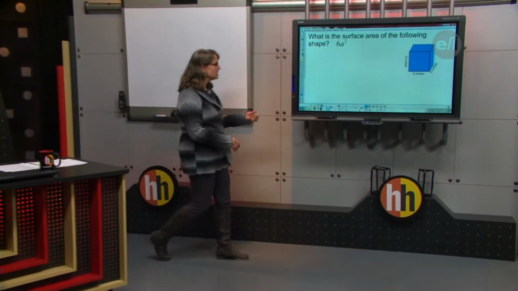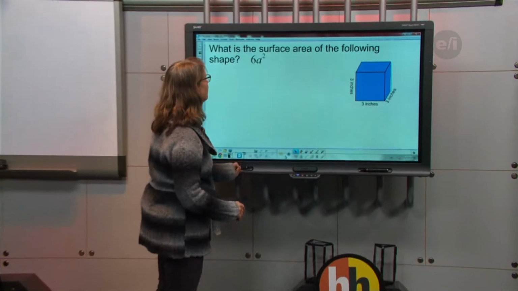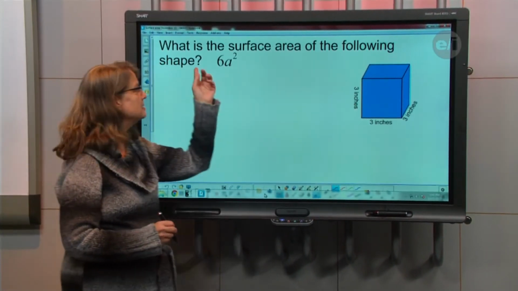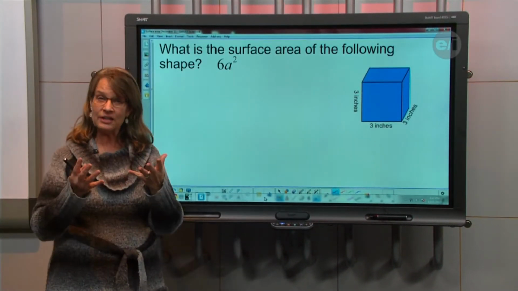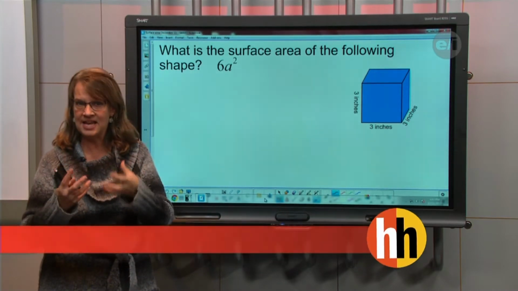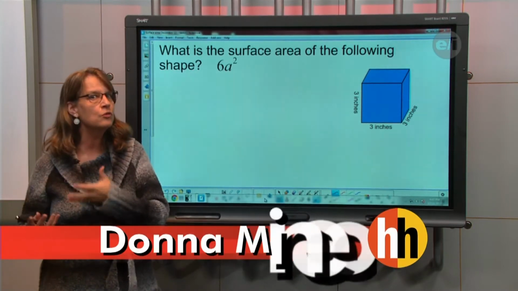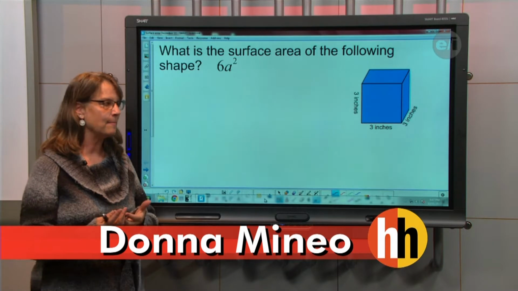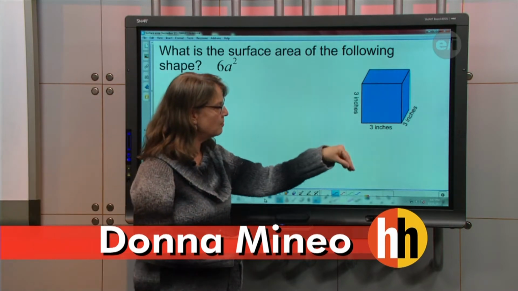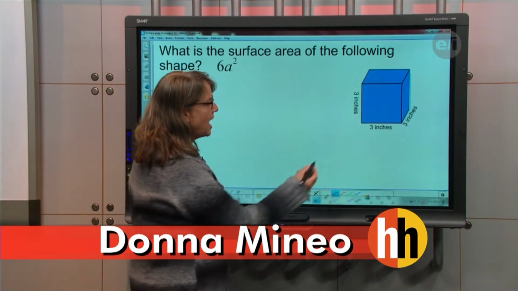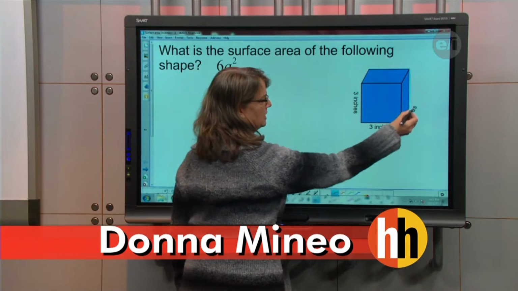All right, so Laura has told us that the surface area of a cube is 6a squared. Well, now let's look at what happens if there's numbers there. She gave you the formula. What happens if there's a number? If you take a look at the cube over here, the shape that I gave you, I told you that each side was 3 inches.